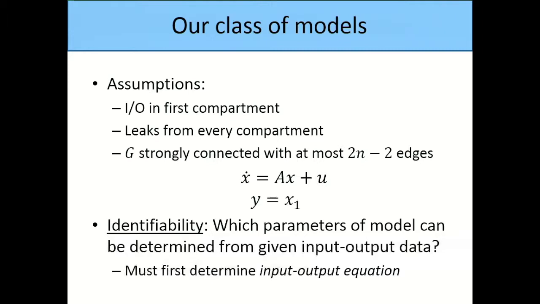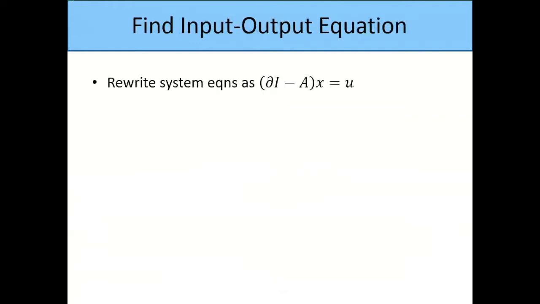Well, in order for me to answer this question, I need to somehow relate my parameters to my input and output, because the way they're related right now is in this ODE system. But this ODE system is also in terms of unmeasured state variables. So what we'd like to do is eliminate all the unmeasured state variables and get equations that are purely in terms of input, output, and parameters. So that's called finding the input-output equation. So I'm going to discuss that now.